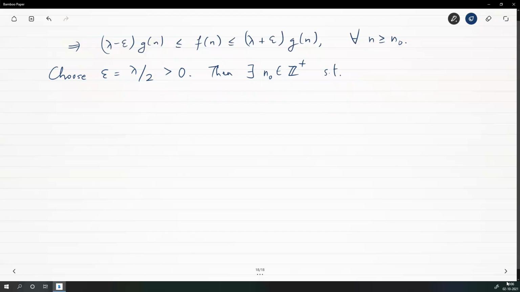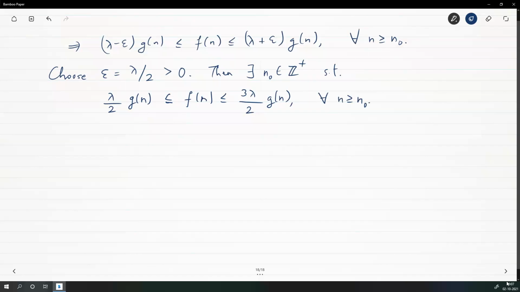What is that above inequality? Lambda minus epsilon is lambda minus lambda by 2. So that is lambda by 2 times g of n less than or equal to f of n less than or equal to lambda plus epsilon, which is now lambda plus lambda by 2, that is 3 lambda by 2, times g of n for all n greater than or equal to n naught, right?